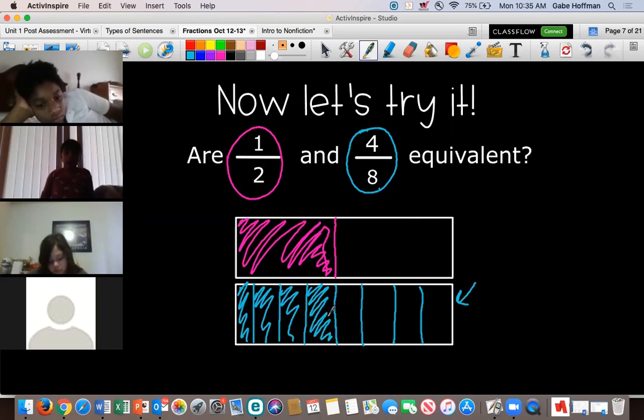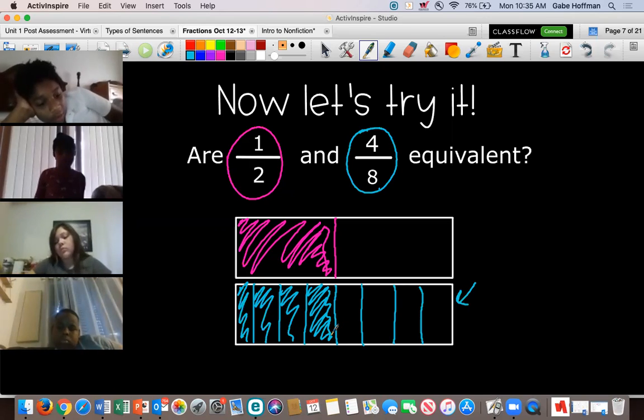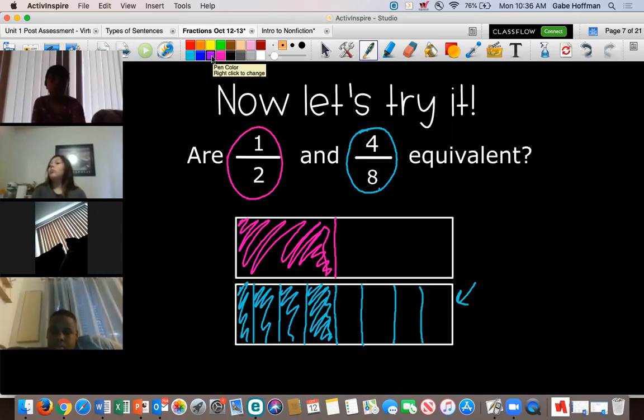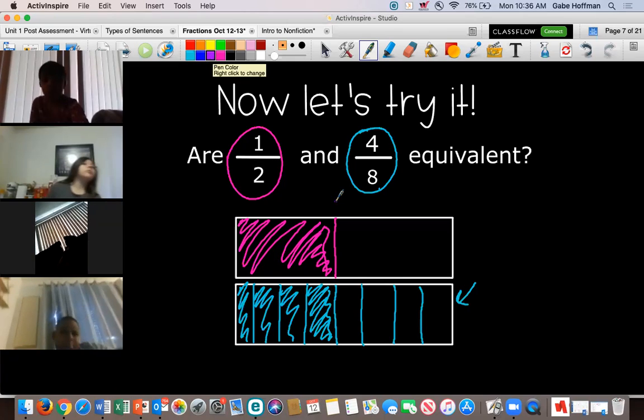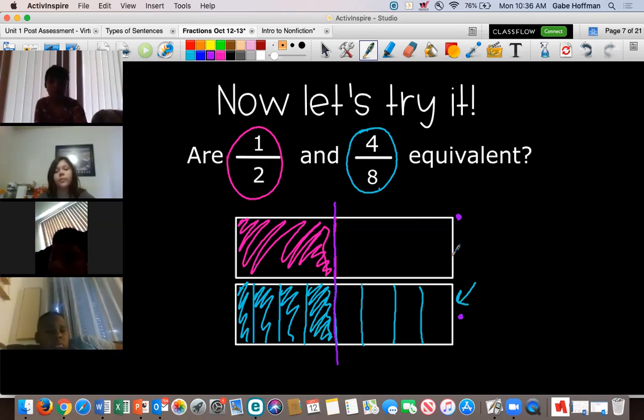All right, so somebody raise their hand and tell me, are these fractions equivalent or not? Clay. These fractions are equivalent. And why are they equivalent? Because they're equal. Yep. In the middle, they have a line that connects to each other. So the shaded parts are lined up. They stop at the same point, and the whole is the same size on the first one and the second one. These are the same size.